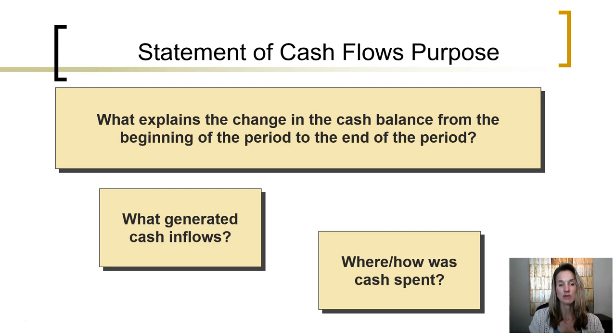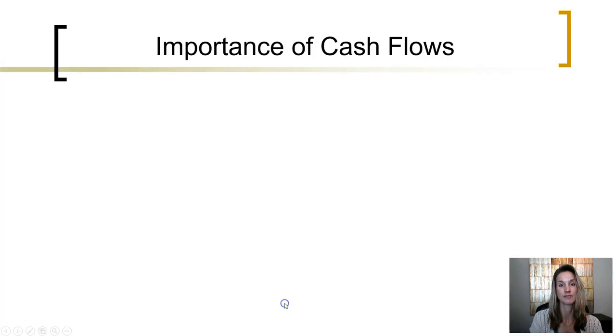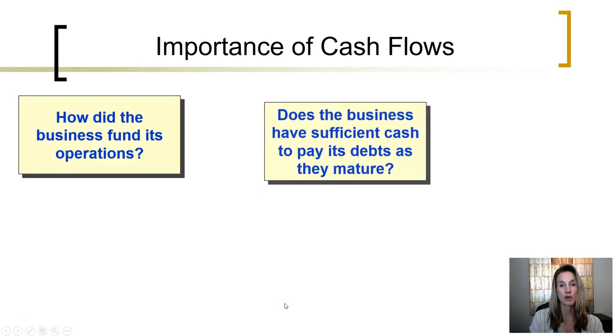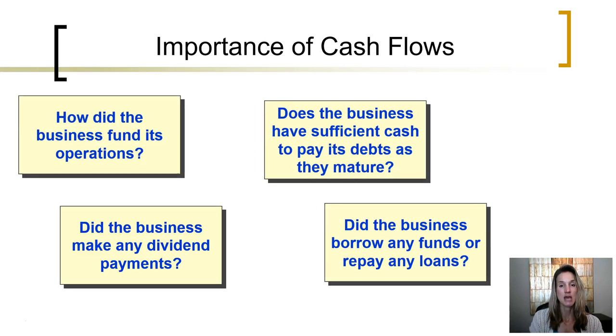This statement reports what types of activities the company engaged in that generated cash inflows and what types of activities the company engaged in that used cash or caused cash outflows. It is important to report this type of information because users of the financial reports, such as investors, creditors, and other companies, all need to know how the business funded its operations.